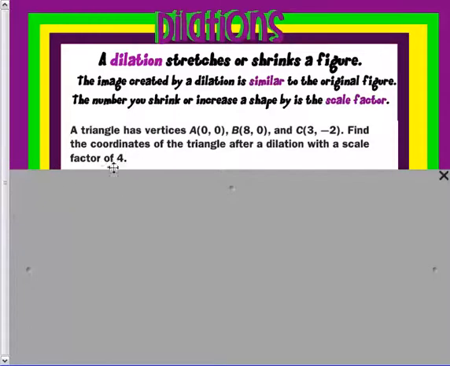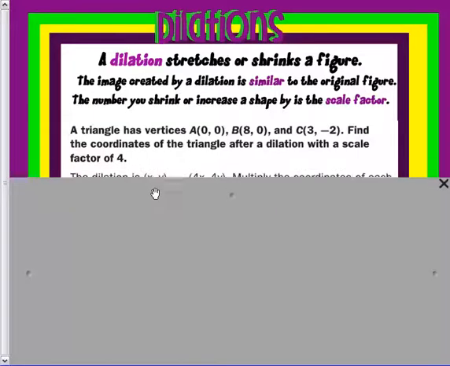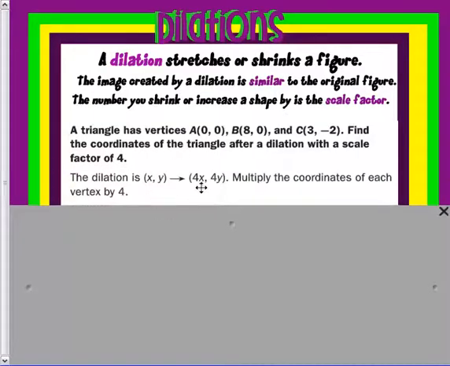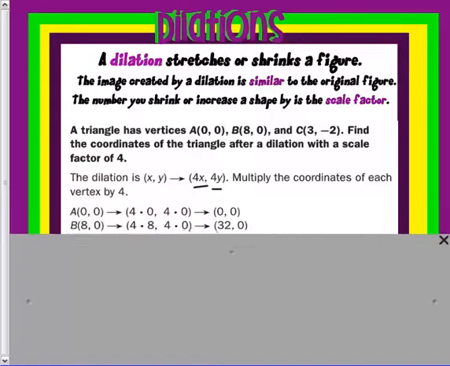So, for example, if a triangle has vertices A, B, and C respectively, they want us to find the coordinates of the triangle after dilating it with a scale factor of 4. So the first step would be to multiply every single coordinate by 4. So the x coordinate would be multiplied by 4 and the y respectively. So let's multiply each vertex by 4.